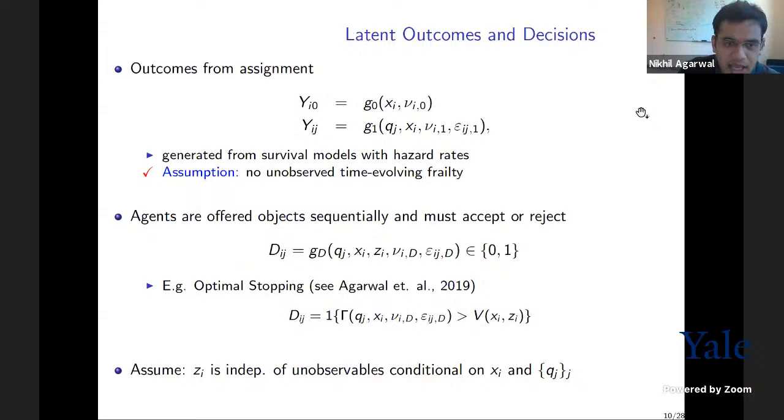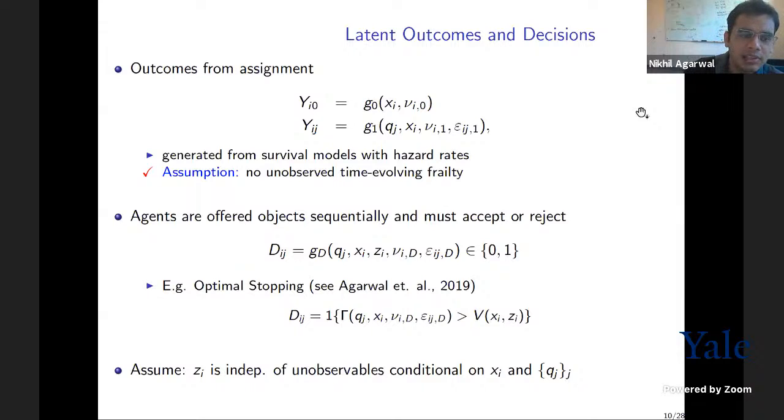The outcome with a transplant, yij, depends not only on the patient characteristics xi, but it also depends on the quality of the kidney, qj. So qj is a vector of characteristics of the kidney that are observed. Then there's nu i1, which is patient frailty with a transplant. So a patient may either do well with a transplant or without a transplant, and nu i0 and nu i1 capture those. And then there's epsilon ij, which is something that affects the match quality between the patient and the donor in the transplant outcome.